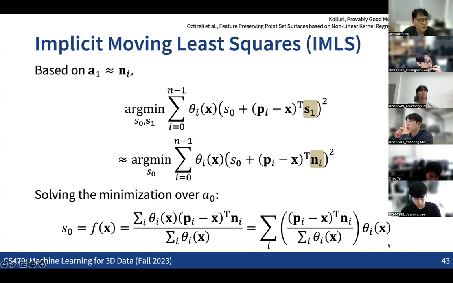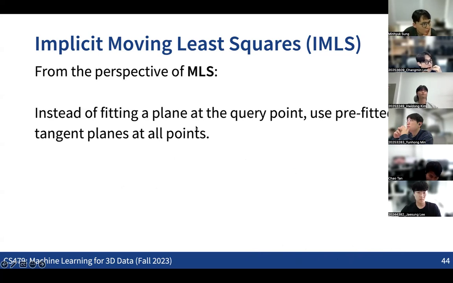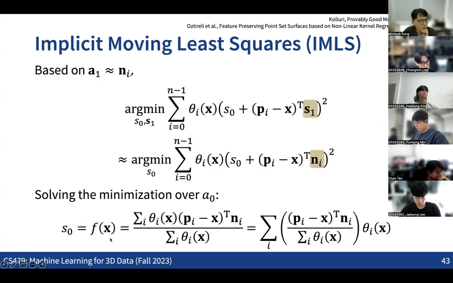And also from the perspective of the moving least squares, what we can see is that this is not basically fitting the plane at the query point, but we are using the pre-fitted tangent planes for all the points in the input point cloud, and leveraging that information to calculate the implicit function for the query point here.